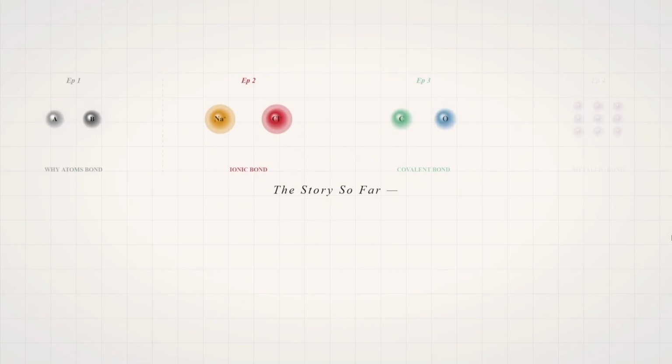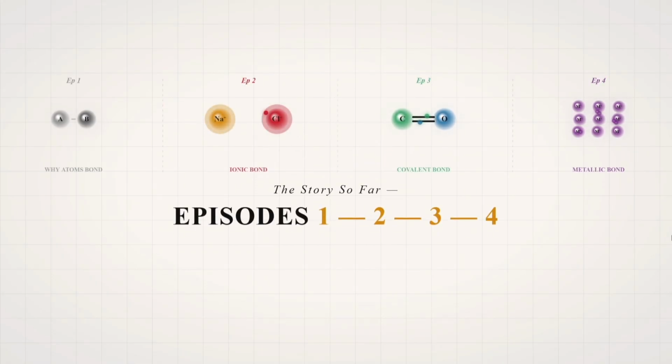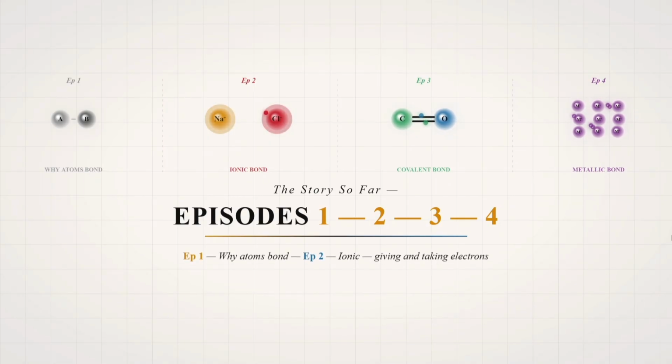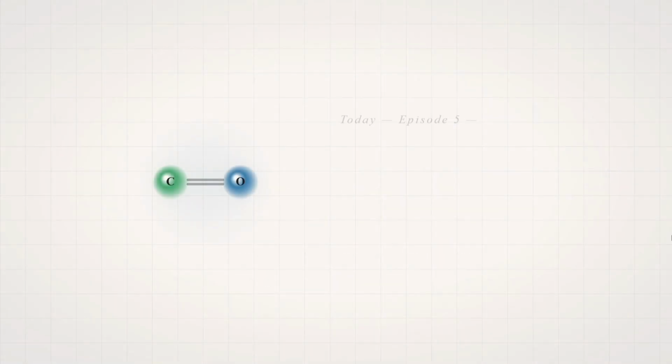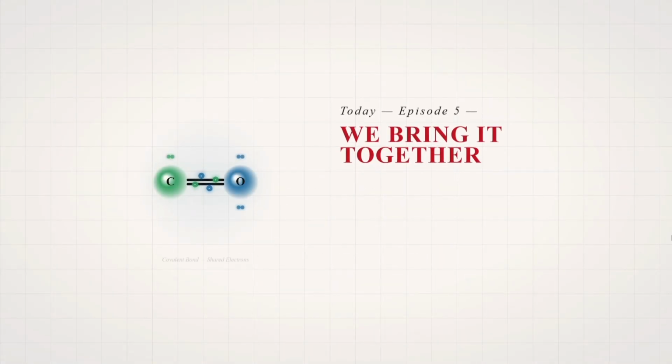Welcome back to our chemical bonding series. In Episode 1, we explored why atoms bond at all. Episode 2 was ionic bonding, atoms giving and taking electrons to form charged ions. Episode 3 was covalent bonding, atoms sharing electrons to fill their outer shells. And Episode 4 was the metallic bond, the sea of delocalized electrons that makes metals bend, shine, and conduct electricity. Today, Episode 5, we bring it all together.